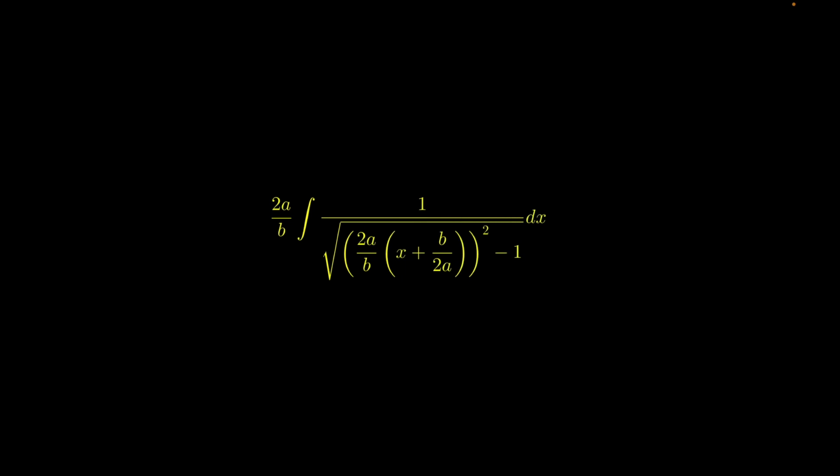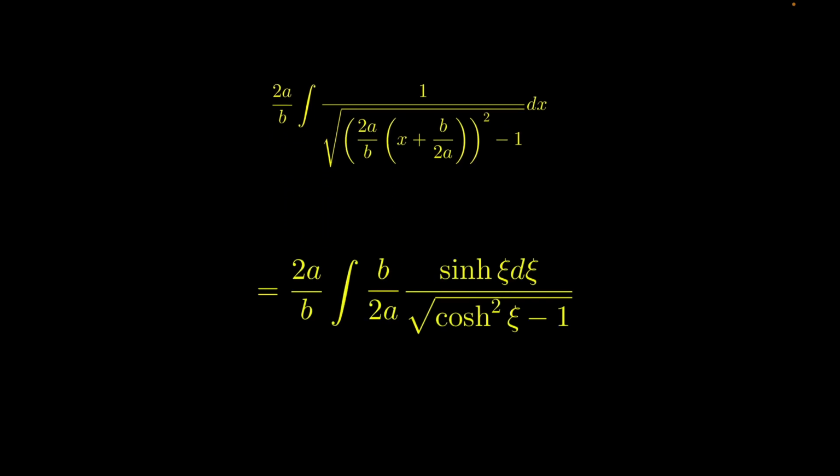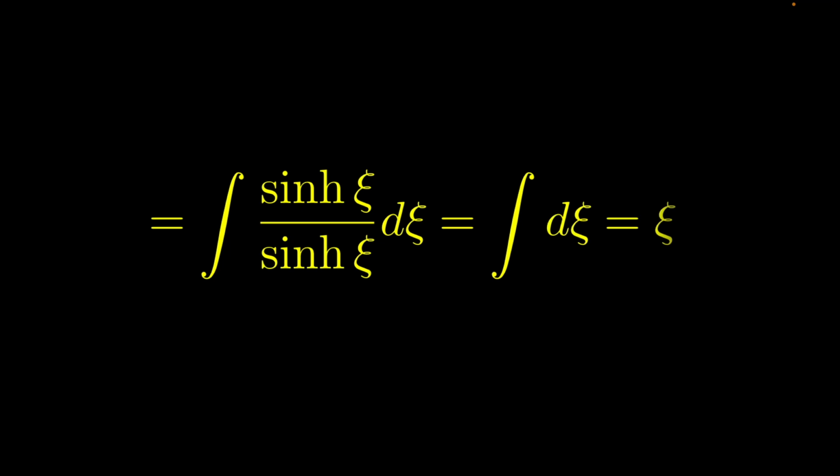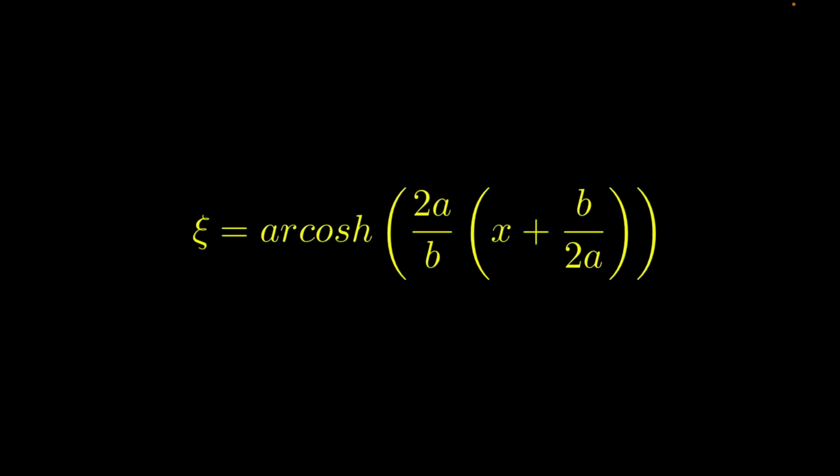Then we plug that into our integral, and the integral enormously simplifies, because hyperbolic cosine squared of psi minus 1 is hyperbolic sine squared of psi, and then we have the square root out of it, so we in the end get the hyperbolic sine divided by the hyperbolic sine, and the integral simplifies to d psi, which is just psi. And all we have to do now is plug in what psi is, and it's just the inverse hyperbolic cosine of 2a divided by b times x plus b divided by 2a.